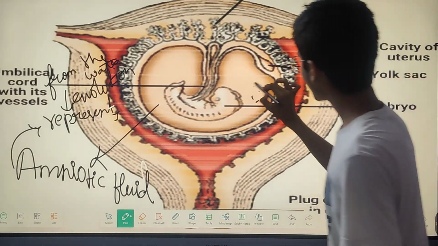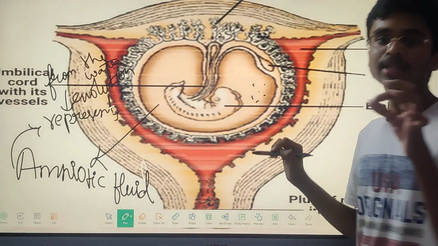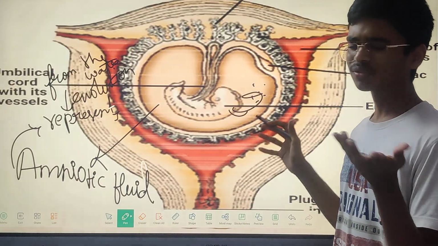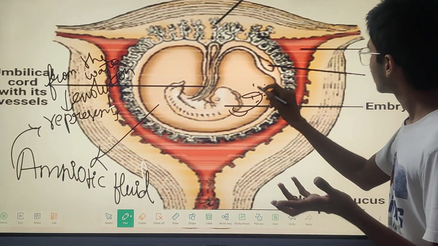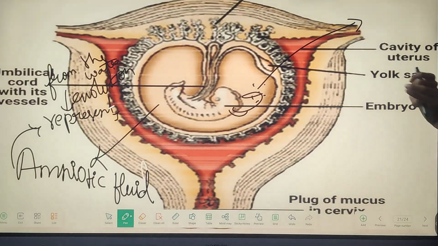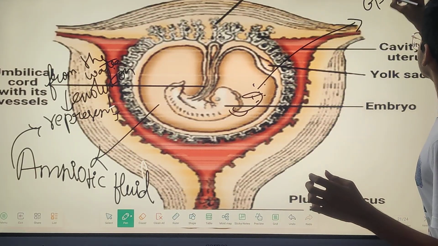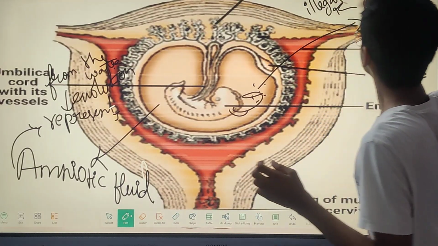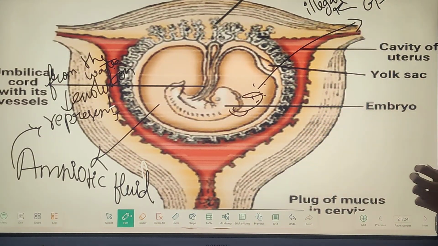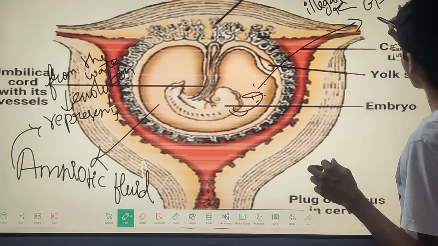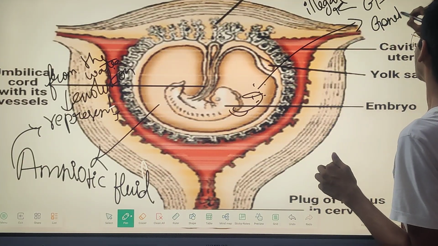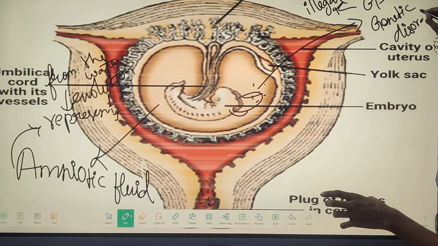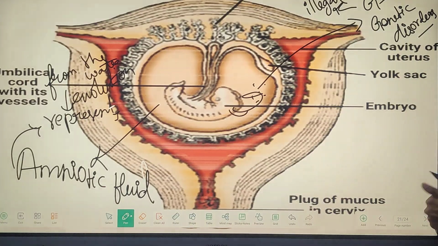This fluid will have a little bit of stem cells, and also diluted cells of the fetus. From this they can detect gender, which is illegal. Now they can also detect genetic disorders. For that mainly it is done. Genetic disorders.